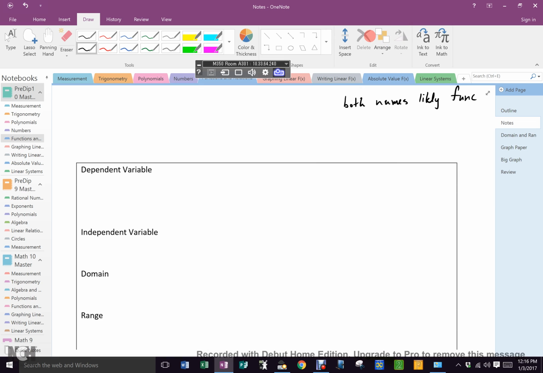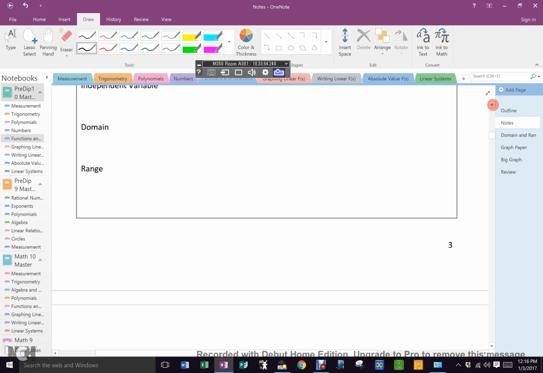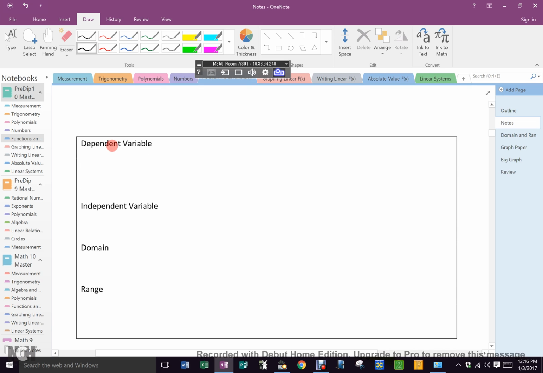All right. So those two things are always the dependent variable and the independent variable. And I'm highlighting them because I'm going to use them all the time. A dependent variable. What does dependent mean in English? It relies upon something else, right?